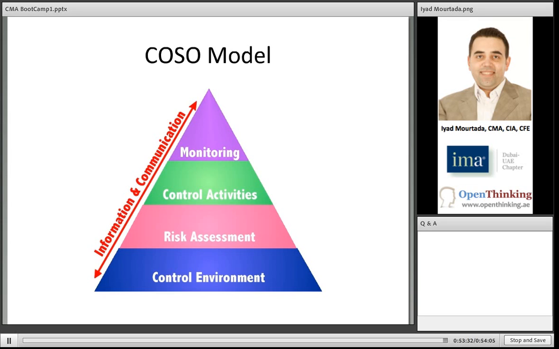Understanding what kind of risk the organization is facing, then we'll be able to see what kind of controls they are implementing, what kind of control activities they have to make sure that they are avoiding these risks. And are they monitoring, making sure that these controls are working effectively? And is there information and communication between the people to make sure that the flow of information and other items are there?